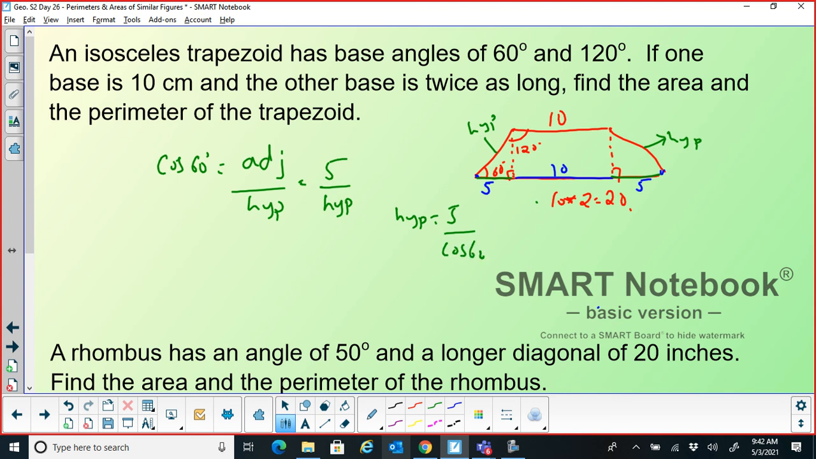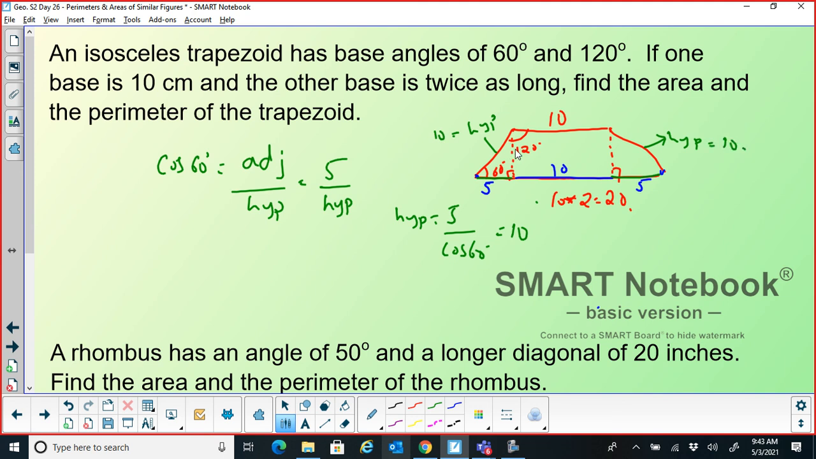Make sure your calculator is in degrees and not radians. And you can get the value of the hypotenuse. 5 divided by cos 60 gives us 10. I got hypotenuse as 10. This is 10 and this is also 10.